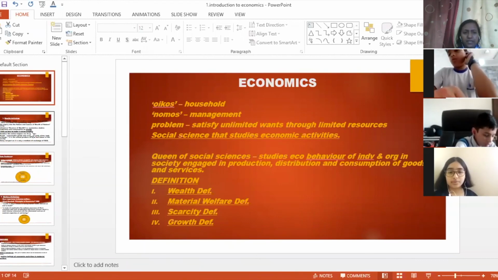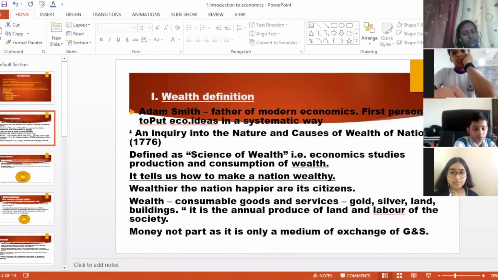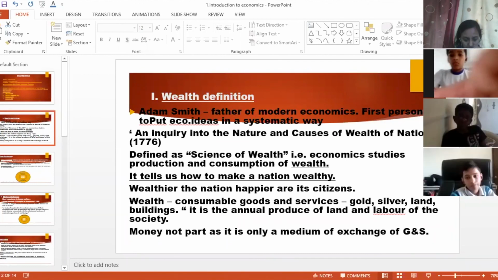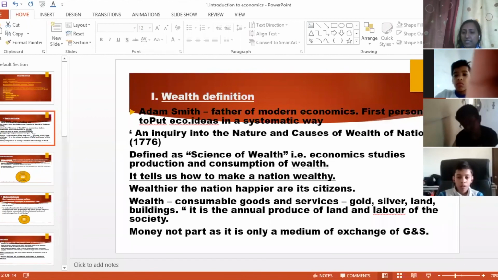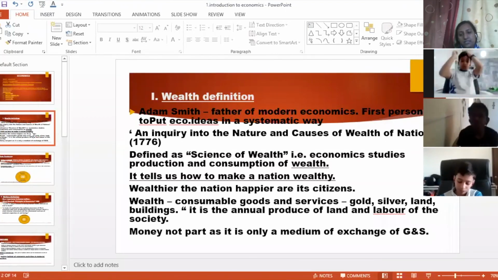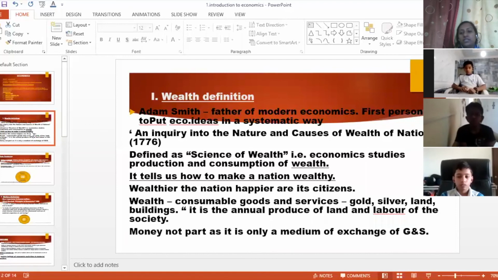Now, the first definition, the wealth definition given by Adam Smith, was given in his book, An Inquiry into the Nature and Causes of Wealth of Nations, in 1776. He defined economics as a science of wealth. In his definition, wealth was considered the most important thing, the reason behind all the economic activities of man. The one word that he coined was economic man. Economic man is that man who works for his self-interest, and his main motive is to increase his wealth, to increase his happiness.